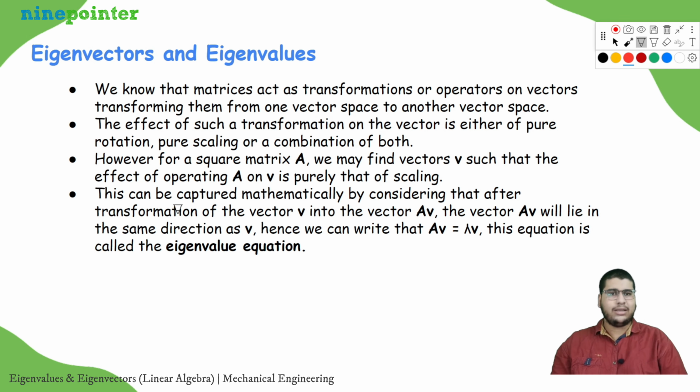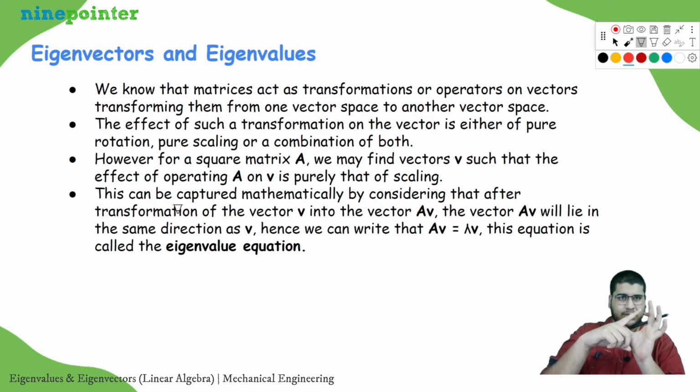So we know that matrices act as transformations on vectors. They transform a vector from one vector space into a vector of another vector space. Now, this effect of the transformation can be that of elongation, compression, or rotation, or a combination of all these three, right? Basically, you may have your vector being stretched and rotated at the same time, or just being stretched or compressed, or just being rotated. Any of these three would be possible.